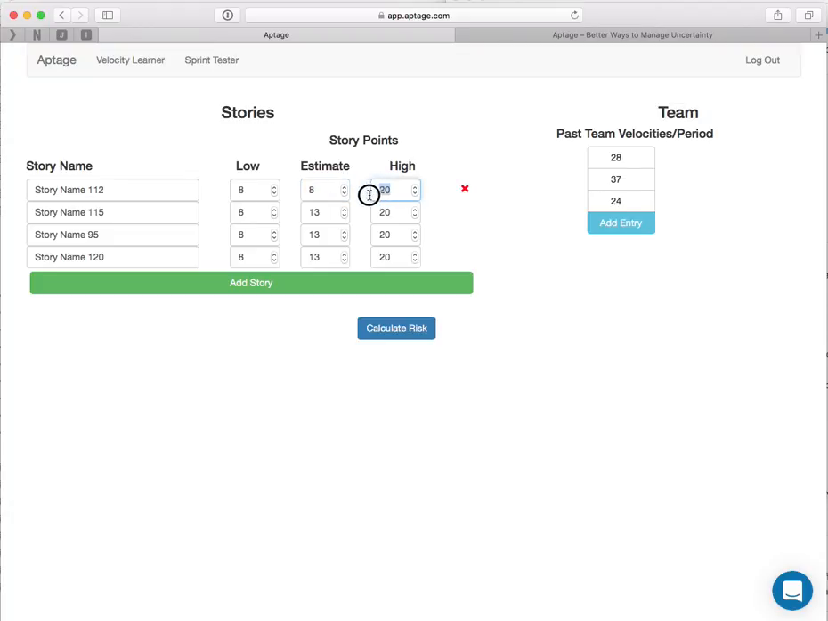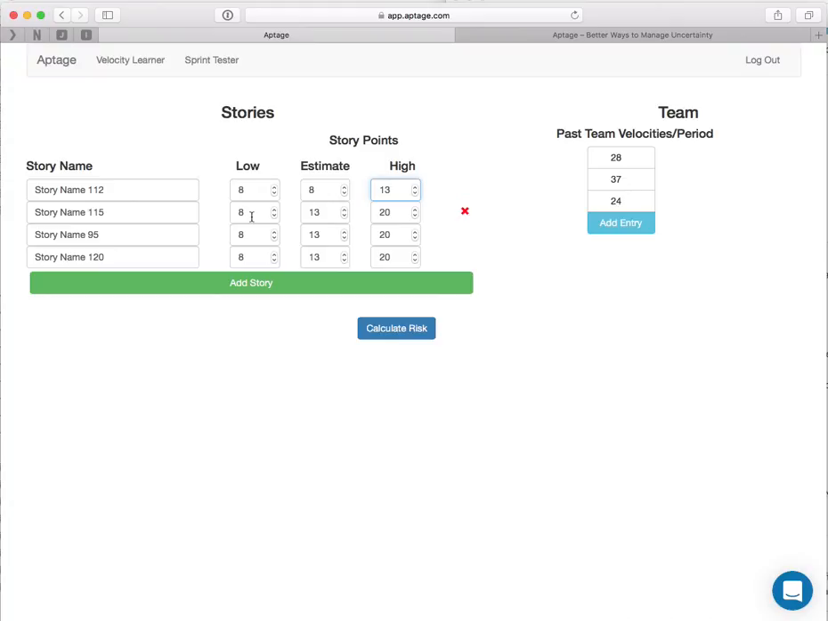Rather than throw away the team knowledge, that is, there's some uncertainty within the team as to whether it's 8 or 13, you enter in these 3 values. No one thought it was below 8, so 8 is your low. Most people thought it was 8, so 8 is your estimate. But some people thought it was as high as 13, and so you enter that in.